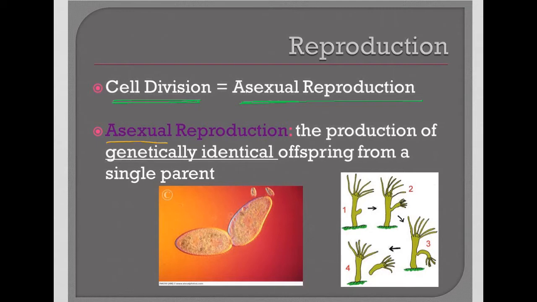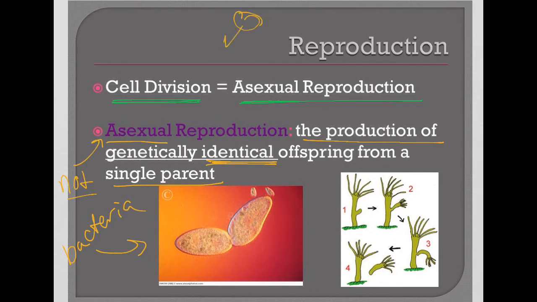In asexual reproduction, where that A prefix means not, the production, so asexual reproduction is going to be the production of genetically identical, this is a huge deal, offspring from a single parent. All right, so we see this in bacteria, and we see this in various other organisms. Our body cells, when we produce more cells, it's only one cell dividing in two, sort of like this. Okay, that's asexual reproduction, just creating more body cells.